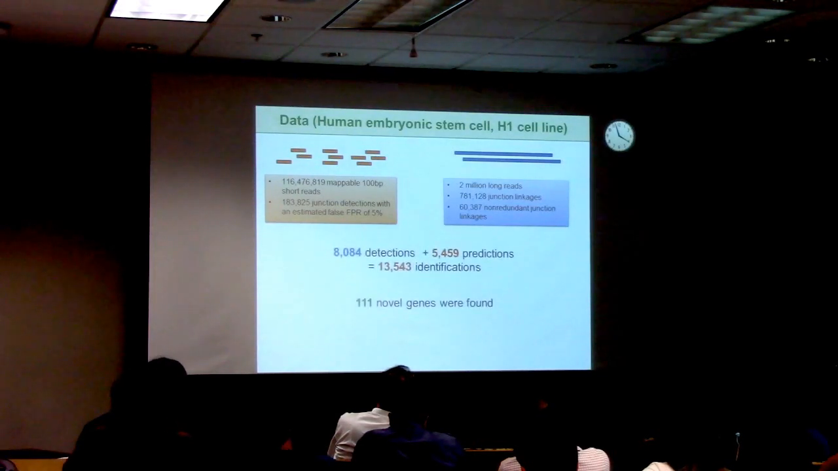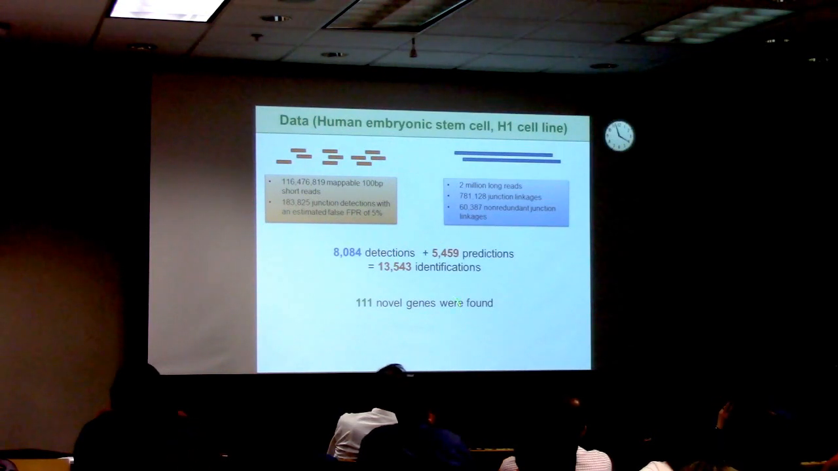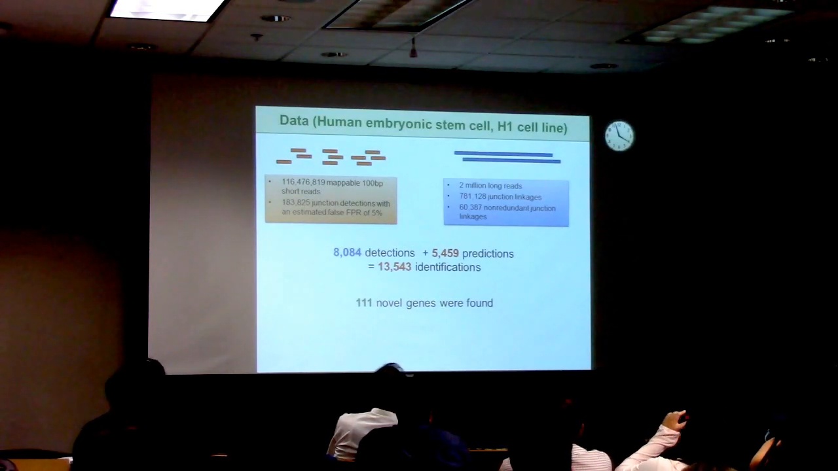Right, here we apply it to a very famous biological sample called the H1 cell line from the human embryonic stem cell. This is a pretty important cell line in biomedical research. We find a lot of isoforms and a lot of novel genes. Novel genes are a very significant finding in our paper.